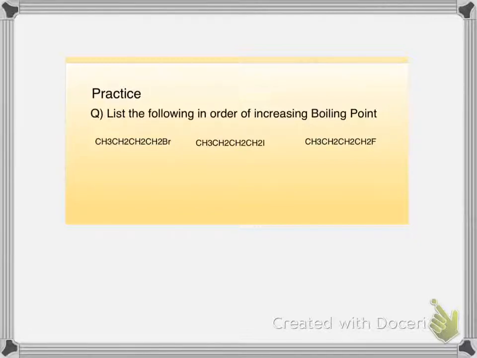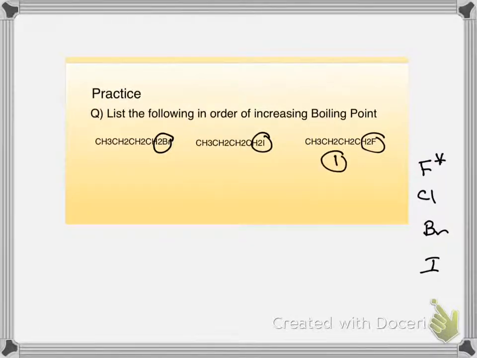Okay, I hope you've paused the video and you've answered. Now, in the first one here, you have Br, I, and F. Remember, on the periodic table, it's like this: F, Cl, Br, I. So which one is going to have the lowest boiling point? It's F. So we're going to start with F.